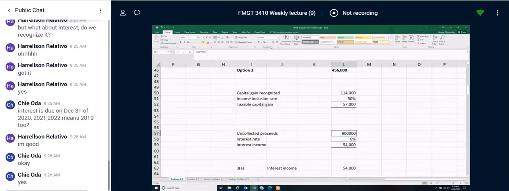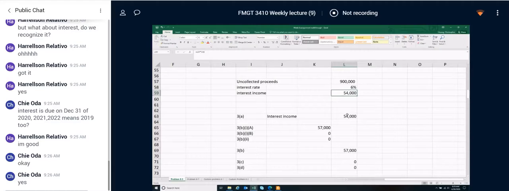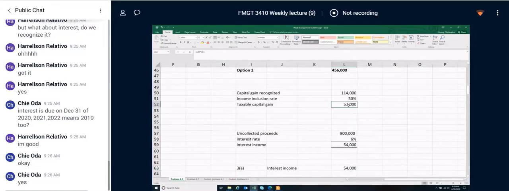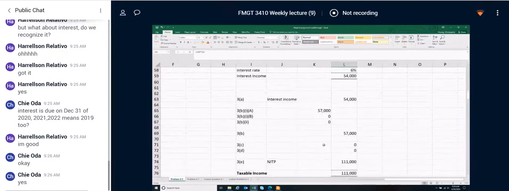And again, in this case, you have 900,000 uncollected at the beginning of the year. So 900,000 at 6%, that's 54,000. Okay. So you're going to have 54,000 interest income, 57,000 taxable capital gain in year one. Okay.